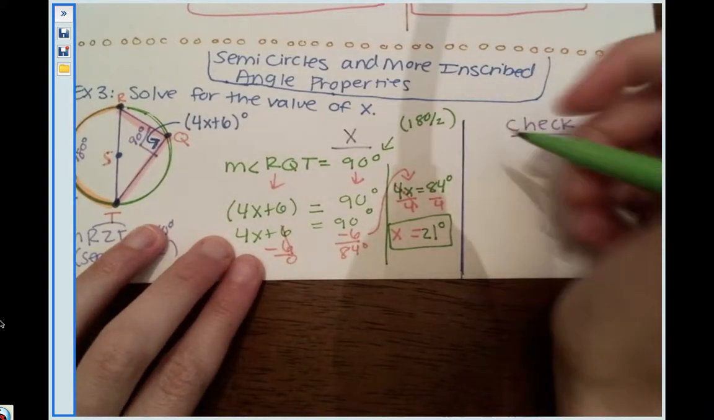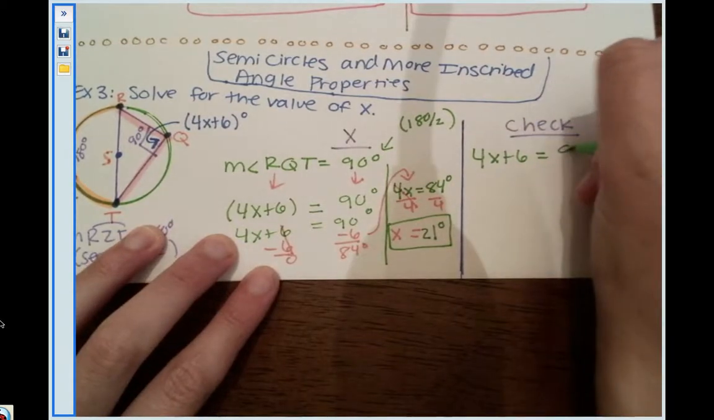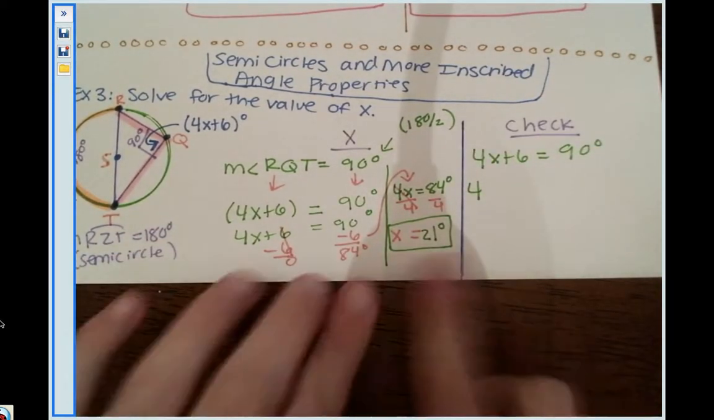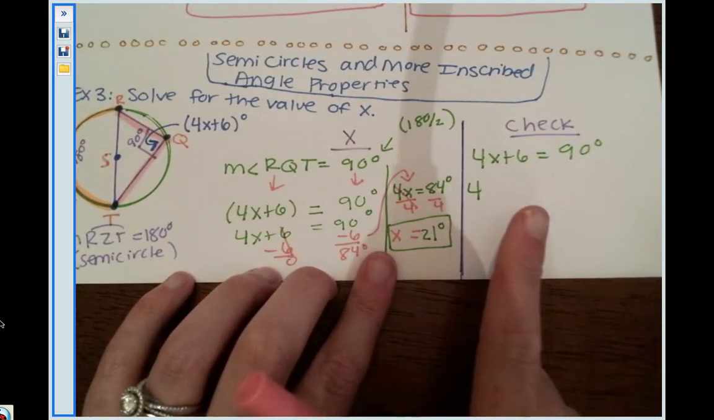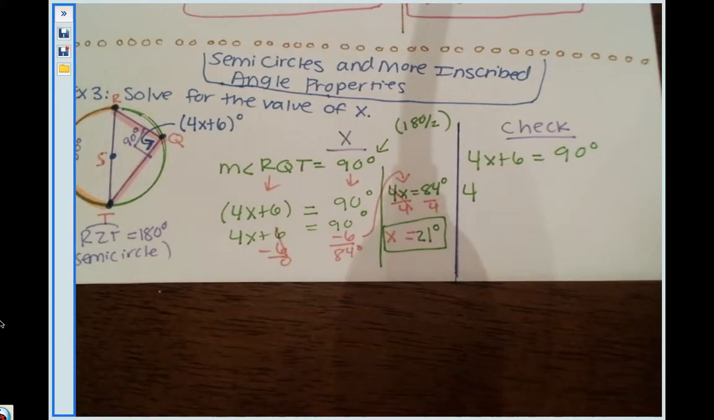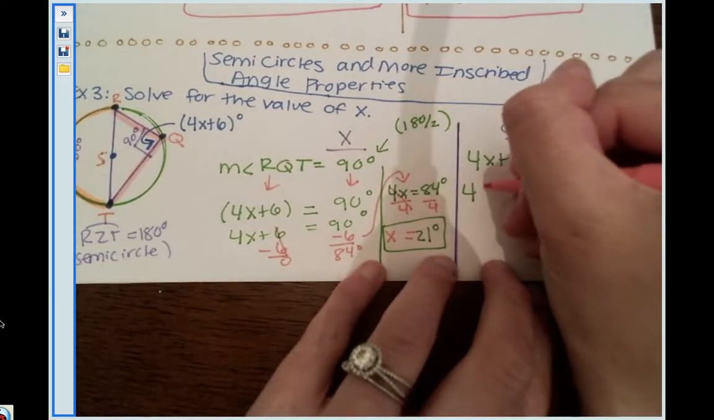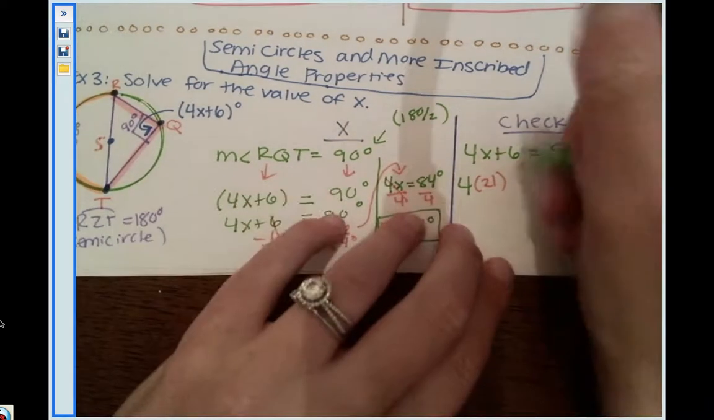Okay, so I'm going to say 4x plus 6 better equal 90. All right, let's see. So 4 times x, which now that I know x is 21, what can I do with this answer to help me check? I substitute it. Don't even try to drop a p-bomb. Watch yourself. All right, 4 times 21 plus 6. Let's see if it equals 90.